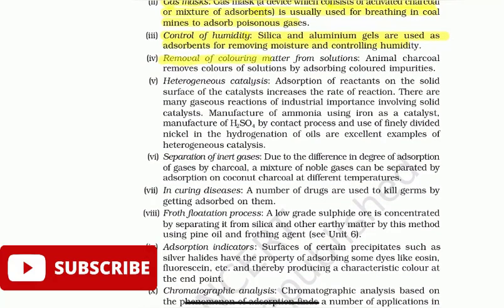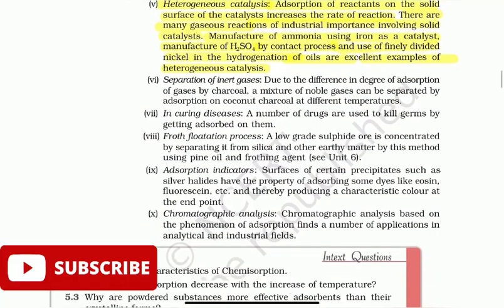4. Removal of coloring matter from solutions. Animal charcoal removes colors of solution by adsorbing colored impurities. 5. Heterogeneous catalysis. Adsorption of reactants on the solid surface of the catalysts increases the rate of reaction. There are many gaseous reactions of industrial importance involving solid catalysts. Manufacture of ammonia using iron as a catalyst, manufacture of H2SO4 by contact process, and use of finely divided nickel in hydrogenation of oils are excellent examples of heterogeneous catalysis.